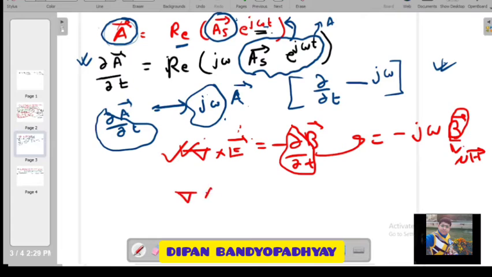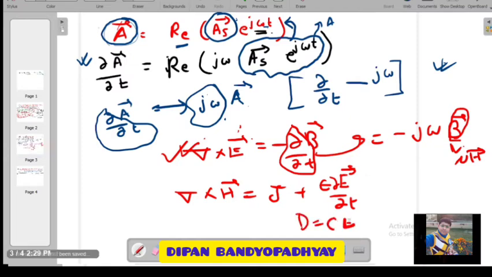And another one we have, curl of H is equal to J plus epsilon del E del t. Epsilon is the permittivity, or you can write in terms of D. D is basically epsilon E, the electric flux density, equal to epsilon into the electric field. This you know. So either you can write in terms of D or E. Now here again we have a del/del t, so again we can change it to j omega.